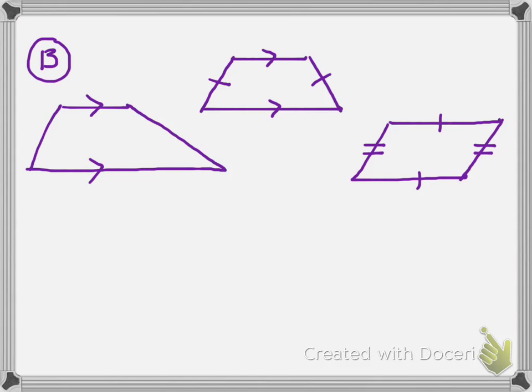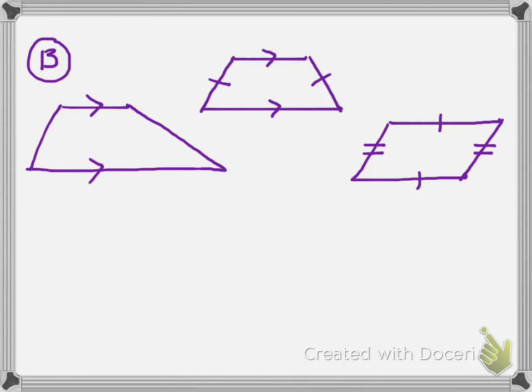Number 13 is a probability question. It says 2 polygons are selected at random from a group consisting of a non-isosceles trapezoid, an isosceles trapezoid, and a parallelogram. So we've got these 3 shapes. We're picking 2 of them. So first we need to come up with all the possibilities.